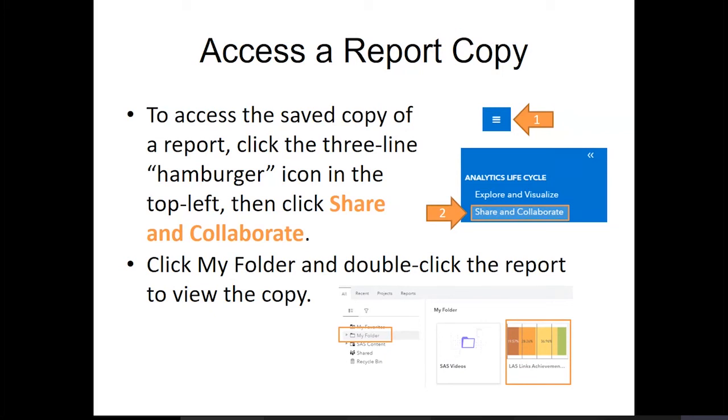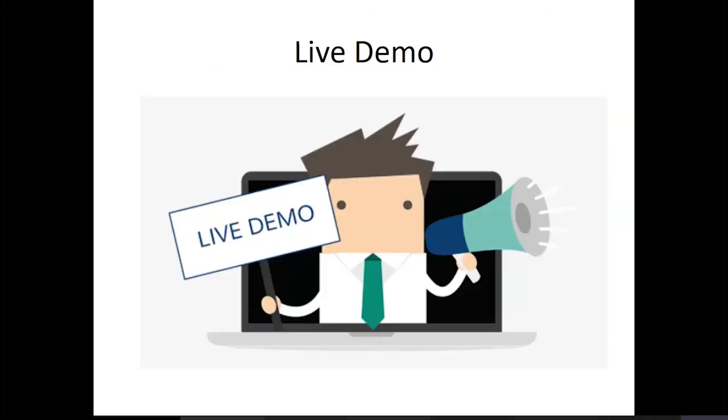Once you click on that, you'll see the report copy that you saved, and you can double-click on the saved copy, and that will take you to the report with updated data for the settings that you saved. That's a really useful piece of reporting, especially for the users that work with different filters across different reports. Okay, I'm going to turn it back to Steph. She's going to do a live demo.